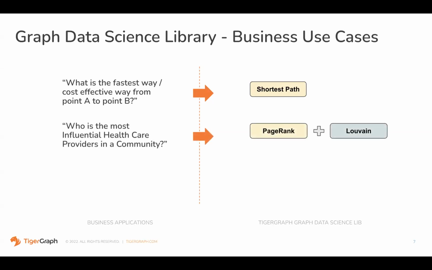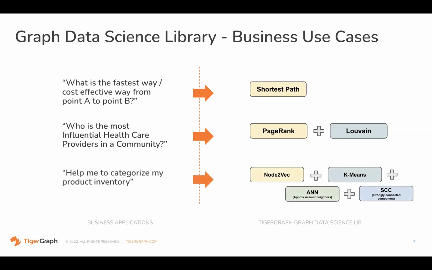Or if you belong to a drug company, you may be interested in finding out who are the most influential providers to promote a new kind of drug to a community. This could translate to running PageRank to find the most influential doctor or PT, and running Louvain to find the community of patients who have a particular medical condition.